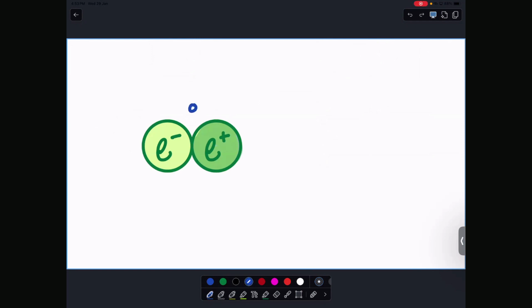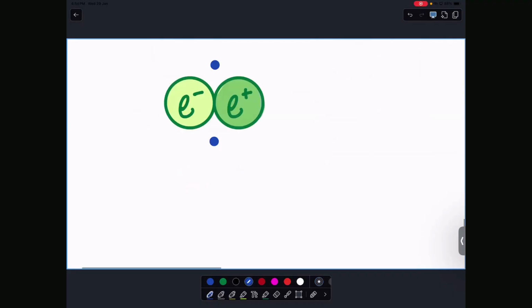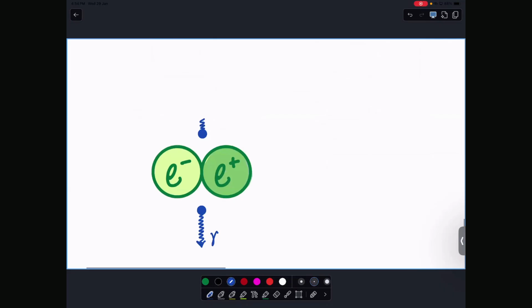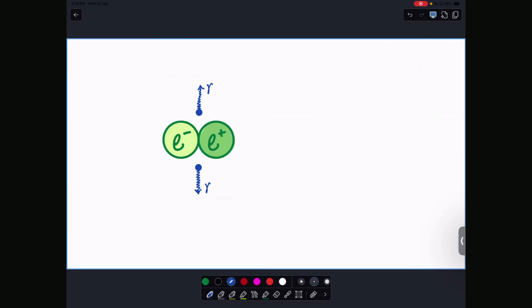Not one, two of them. Why are two photons released? I'll tell you. The two photons that are released turn out to be those of gamma radiation. So the moment your electron and positron annihilate, you have what released from this process? Gamma radiation, a gamma burst. And this gamma radiation coming out is two photons.